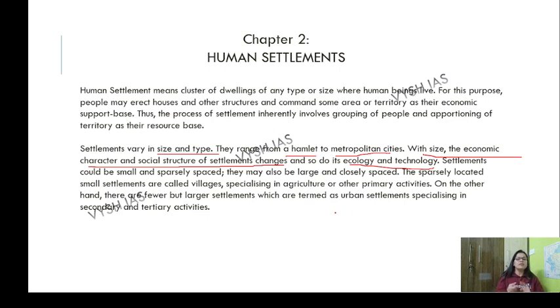Okay, human settlement. First thing you need to remember: rural, urban, comparison. It can be asked as difference, comparison, its types, and Smart City Mission. Very important. Okay, this is the part.